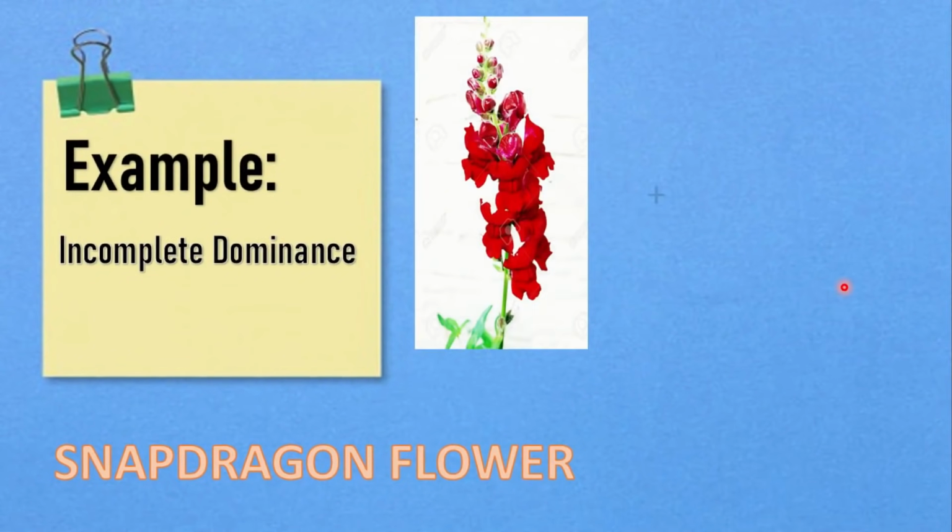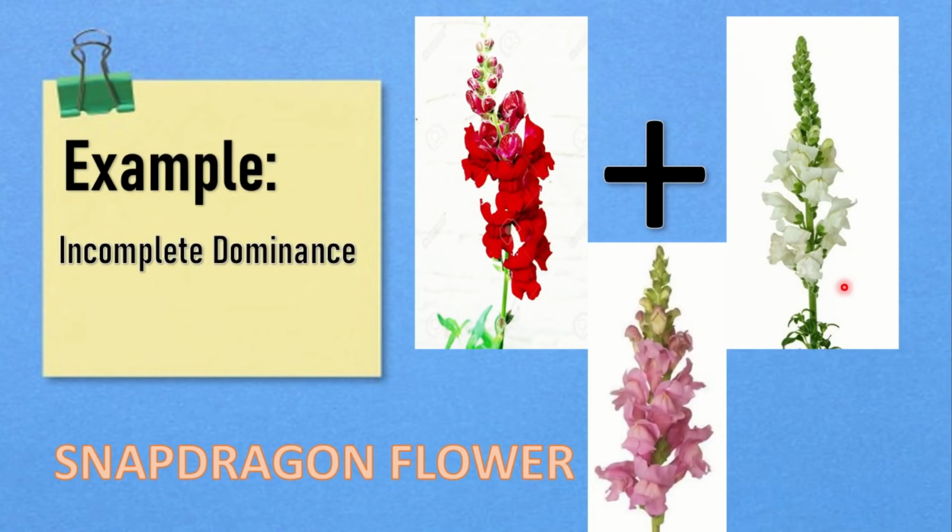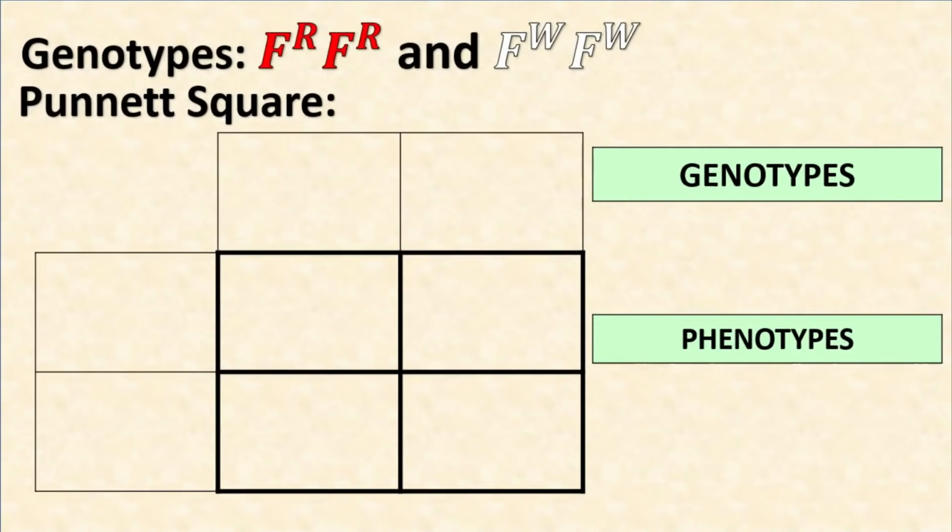We have here a red snapdragon flower crossed to a white snapdragon flower, and the result is a pink snapdragon flower. One allele does not completely dominate another allele, resulting in a third or new phenotype, and that is the pink snapdragon flower. Now, let me show you how it happened using the Punnett square.